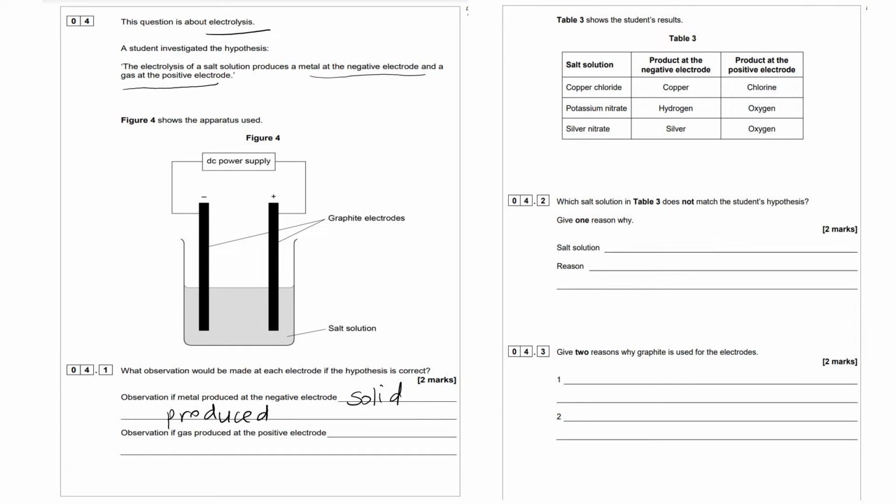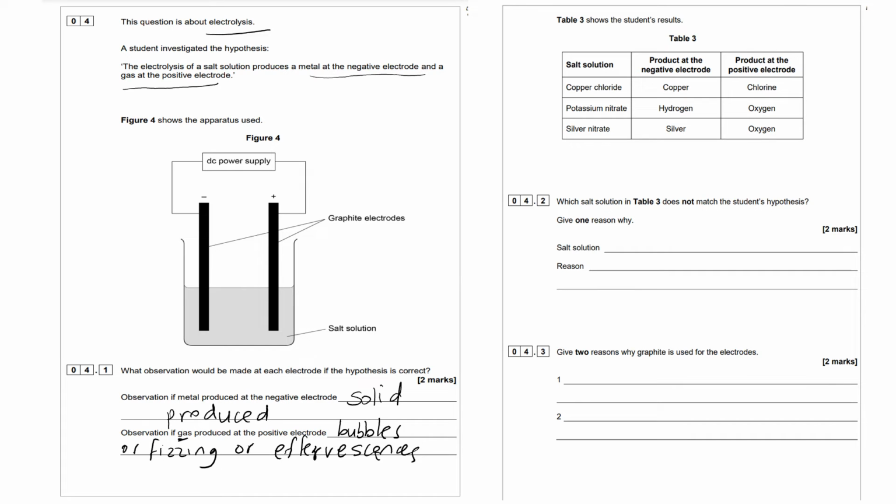If gas is produced at the positive electrode, and if it's a gas, then you are looking for bubbles in terms of observation, or you could write down fizzing or effervescence. Any of these answers are acceptable.